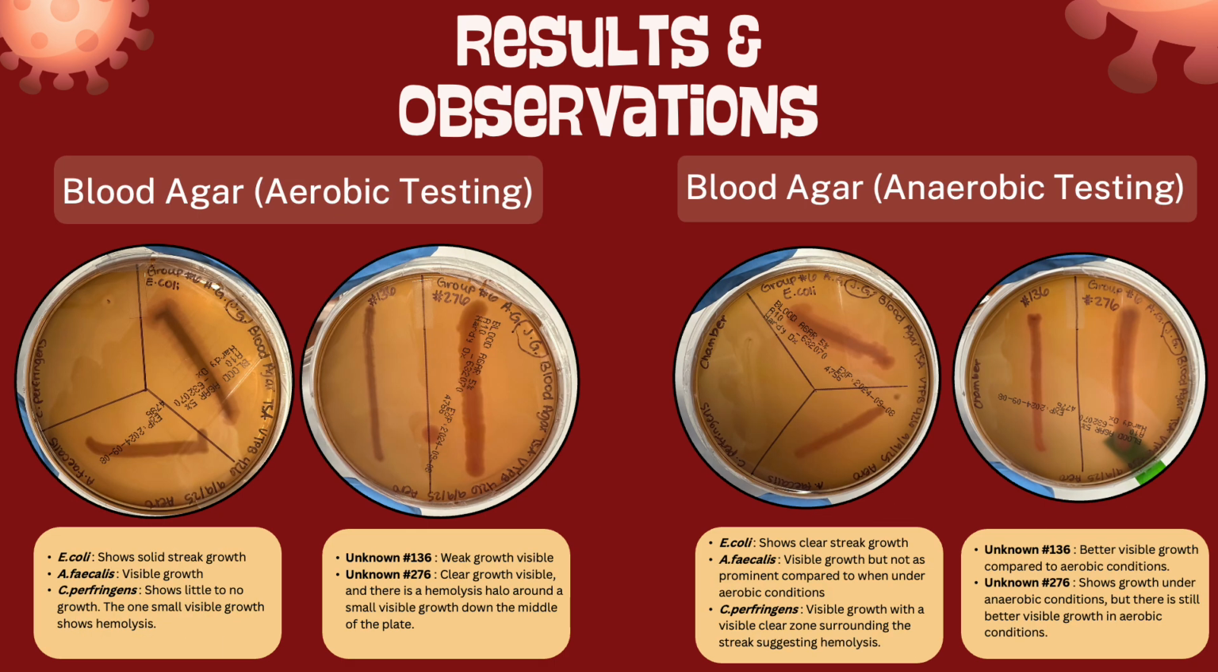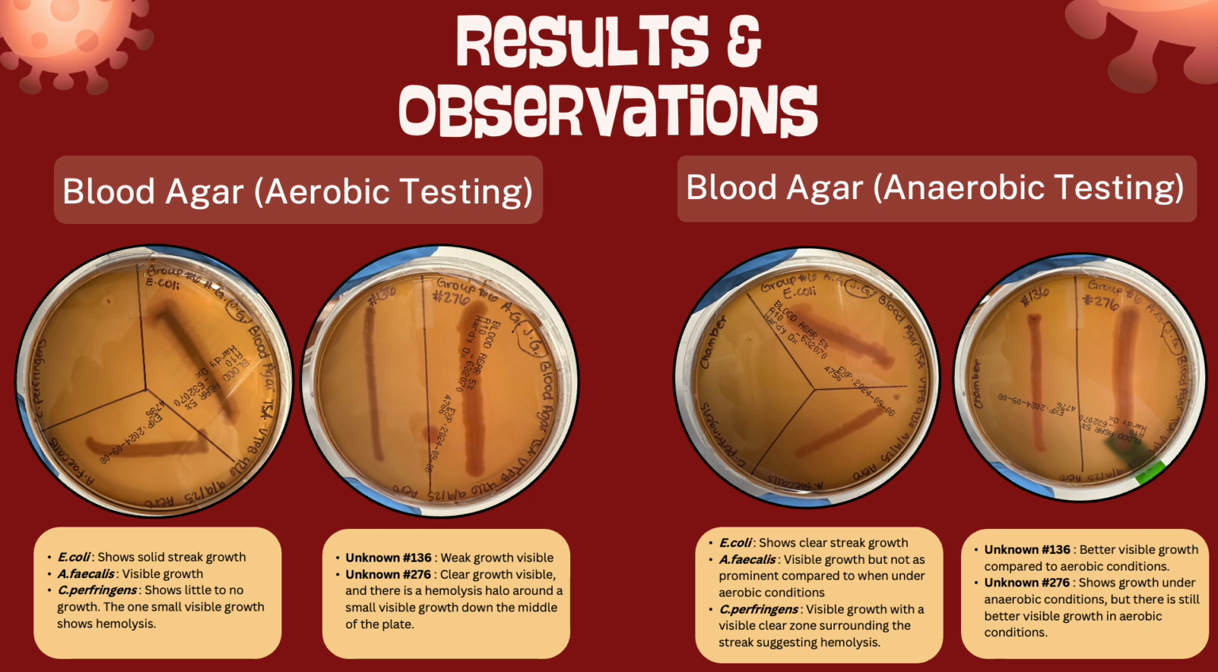So now for our results and observations. Under blood agar aerobic testing, we can see that E. coli shows solid streak growth. It is, however, a little bit blurry. A. faecalis does show solid streak growth. C. perfringens shows little to no growth. There is one small speck that does show hemolysis. However, I was not 100% positive if it came from C. perfringens itself, or it could have been a drop that was made during inoculating.